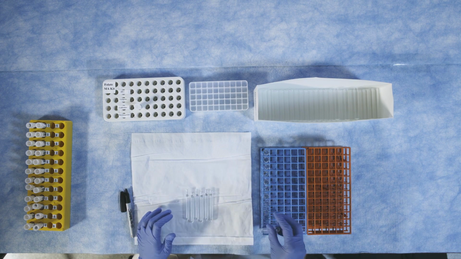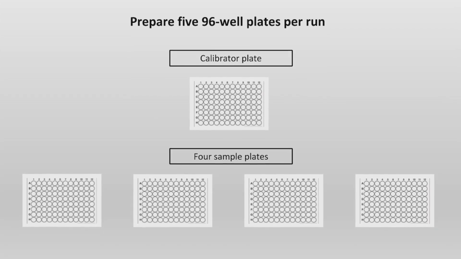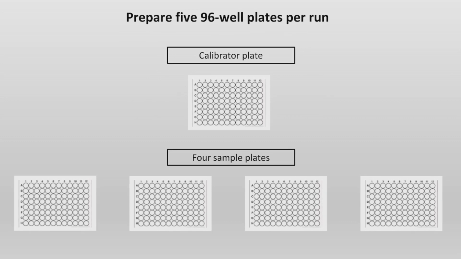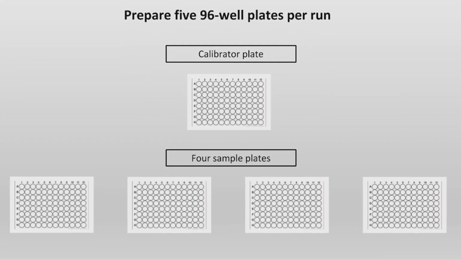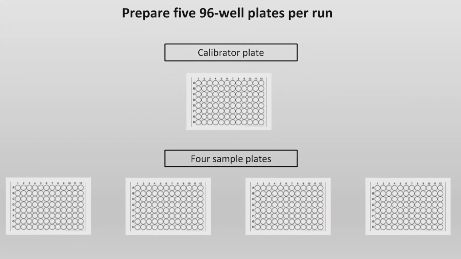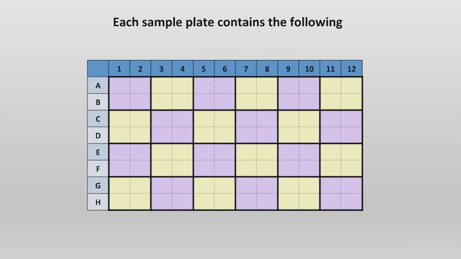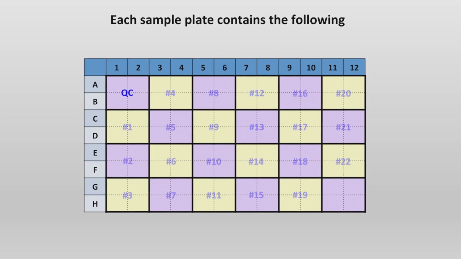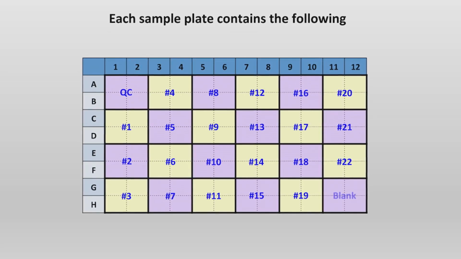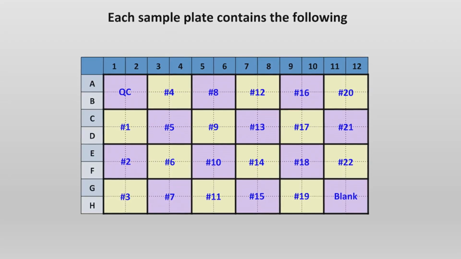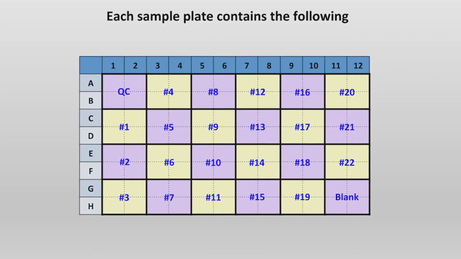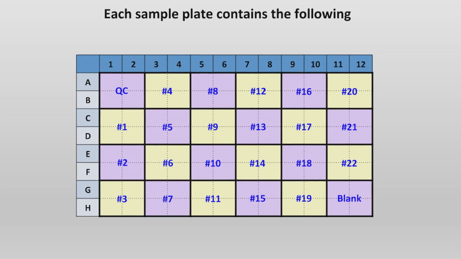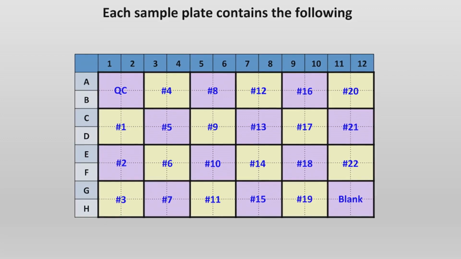An experienced analyst can comfortably prepare 5 96-well plates per run: 1 calibrator plate, number 1, and 4 sample plates, number 2 through 5. In a run with 5 plates, each sample plate contains 1 QC sample, 22 unknown samples, and 1 blank sample used as a negative control. Thus, each run consists of 2 low and 2 high QC samples, 88 unknown samples, and 4 blanks.